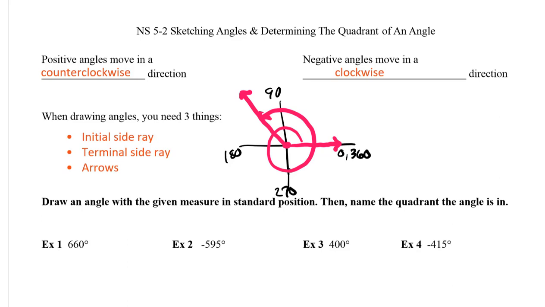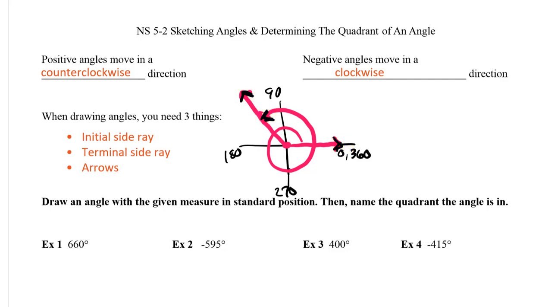And the arrows that we're talking about, there would be these three little guys right here. I'm going to change colors on there. So that arrowhead, that arrowhead, and that arrowhead. The arrowhead on the end of the initial ray, the terminal side ray, and then where the angle stops. So you need all three of those pieces.